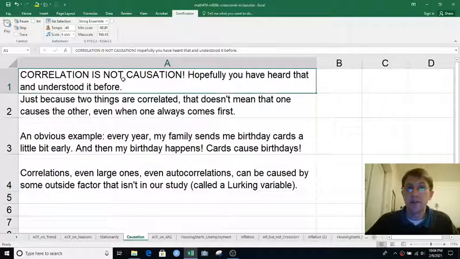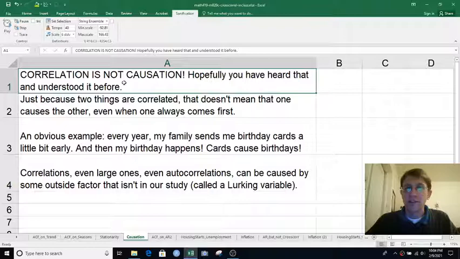Correlation is not causation. Hopefully you've heard that and understood it before. Just because two things are correlated, that doesn't mean that one causes the other, even when one of them always comes first. So here's an obvious example. Every year my family sends me birthday cards a little bit early, and then my birthday happens. Cards cause birthdays, right? Well, maybe not.